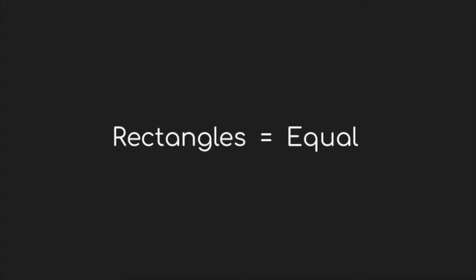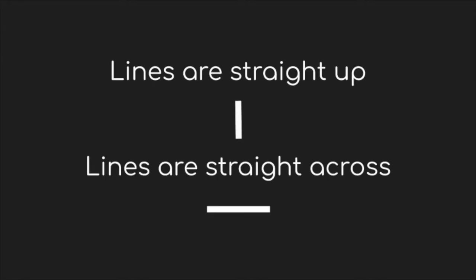Now, there are many different techniques we can use to create a composition. We are going to talk about one, the rule of threes. Using the rule of threes, we divide our paper into 3 sections vertically and 3 sections horizontally, creating 9 equal rectangles. And lines are straight up and straight across.